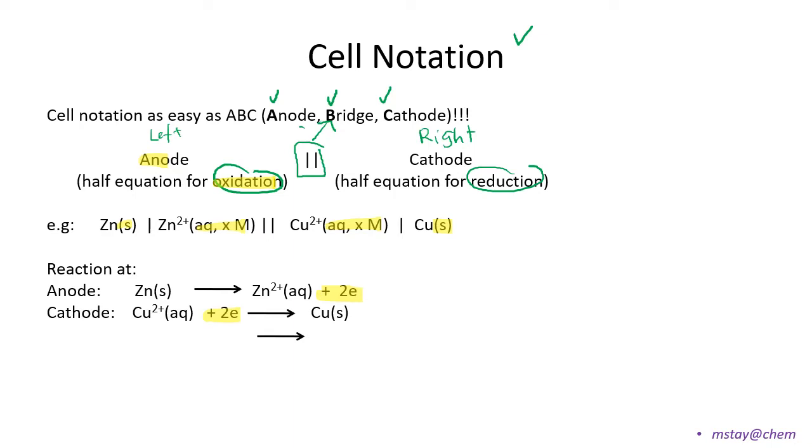By combining these two half equations, we will have the overall equation, where the electrons lost by the zinc will be gained by the Cu2+. So on different sides, they can be cancelled out. Another thing we need to highlight is the salt bridge. When you draw the cell diagram for the galvanic cell, you will notice that the salt bridge is immersed into the solution. So both the left and right hand side of the salt bridge will be the aqueous solution.